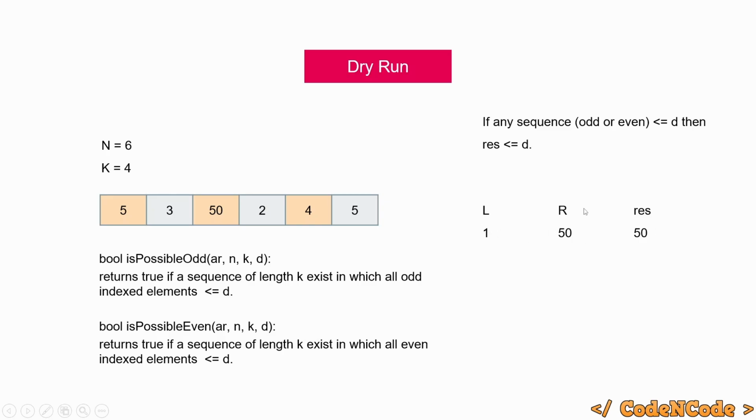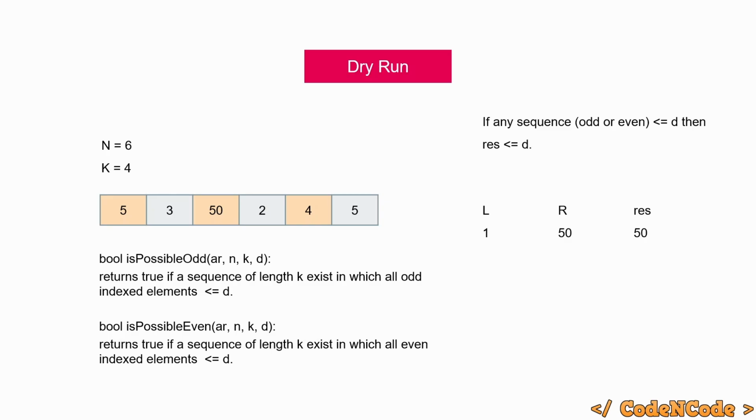We'll have L and R that represent our range, meaning our result is in this range. Lowest can be 1, maximum can be the maximum element of the input array, which is 50 in this case. Now I'll initialize result to be the worst. We have to minimize it, so I'll initialize it with the worst, which is 50. Now we'll apply binary search.